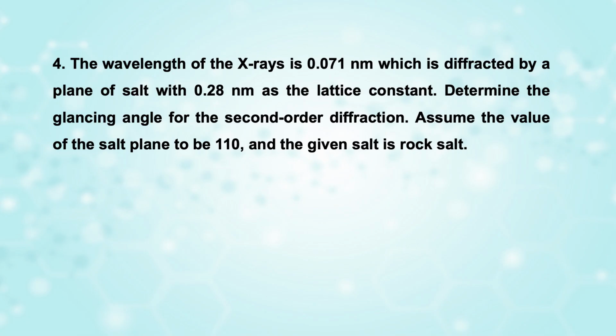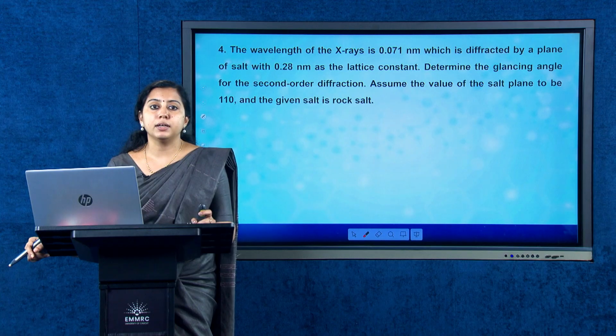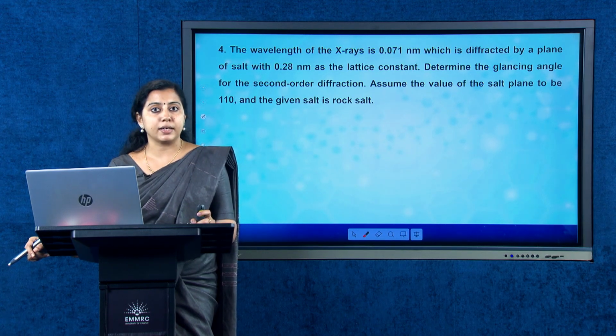The wavelength of X-rays is 0.071 nanometer, which is diffracted by a plane of salt with 0.28 nanometer as the lattice constant. Determine the glancing angle for the second order diffraction. Assume the salt plane to be 110 and the given salt is rock salt. Here, you have to determine the glancing angle, or the incident angle theta, for the second order diffraction.